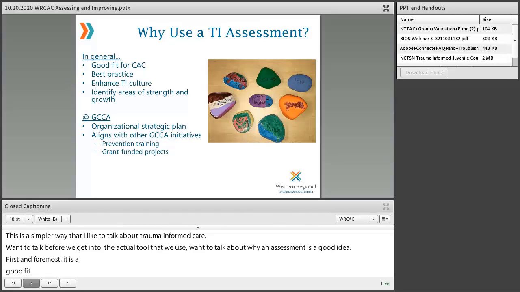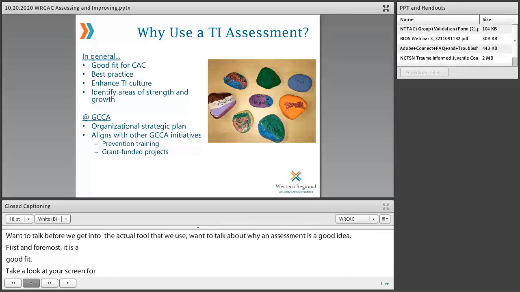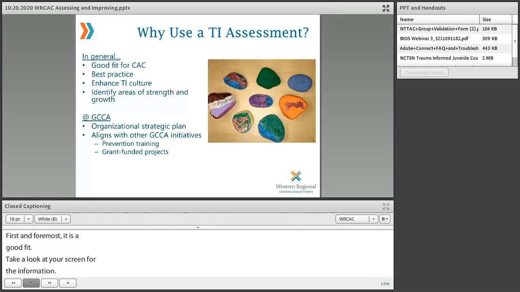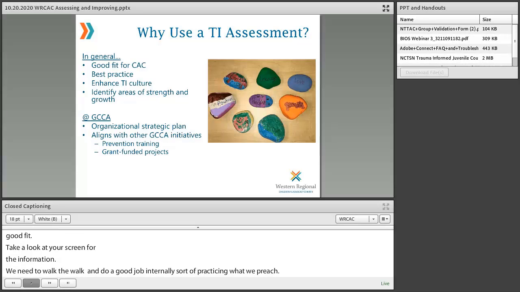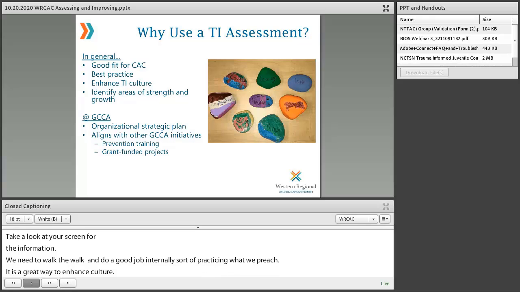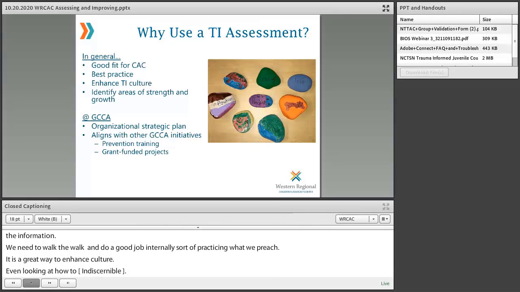So I mentioned all the training that we do, right? And so we've really felt like if we're going to be talking all this talk about being trauma-informed, we really needed to also walk the walk and make sure that we were doing a good job internally of practicing what we preach. It's a great way to enhance your trauma-informed culture. I think even looking at how to create organizational change can be so overwhelming, you don't know where to start. And so the use of an assessment really helped us figure out where are some areas of strength that we have that we can build upon, and what are some areas of growth, and how do we enhance our culture as a result of that.